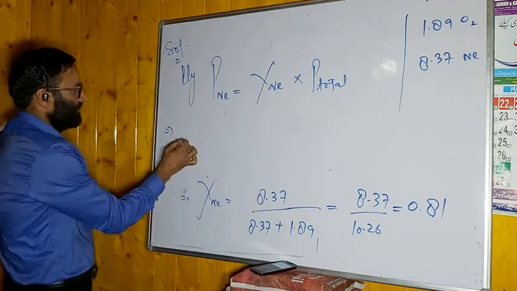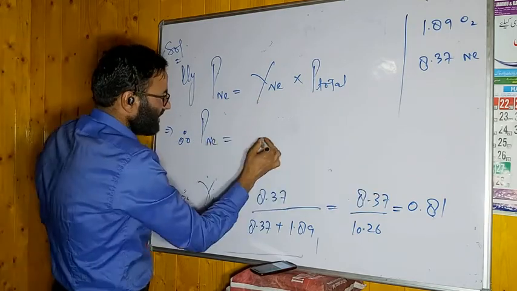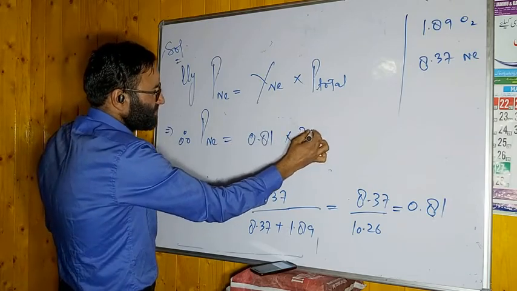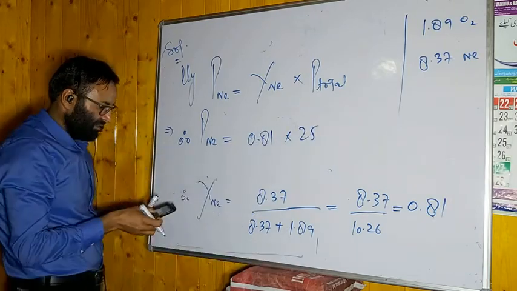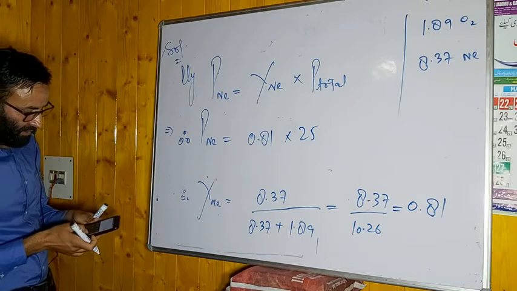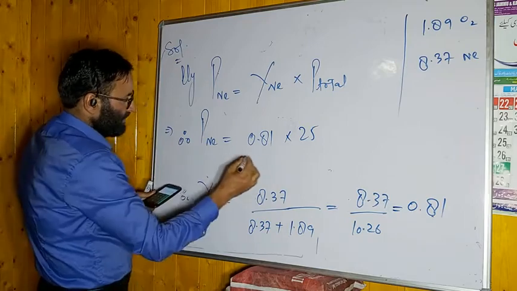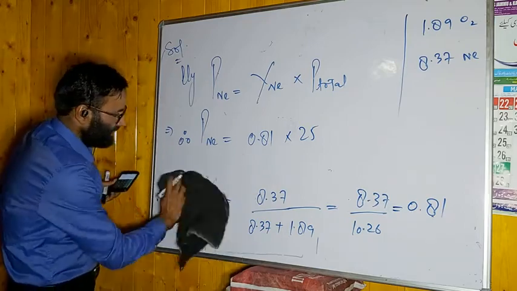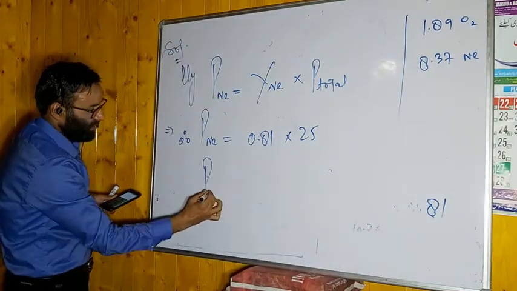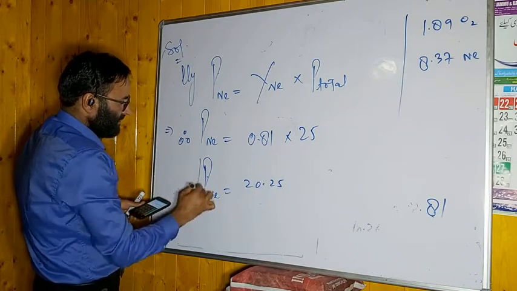Therefore, partial pressure of neon. What is the mole fraction? We have calculated 0.81. Into what is the total pressure? That is 25 bar. When you calculate it, what will you have? 0.81 into 25. You will have P neon. It will be equal to 20.25 bar.